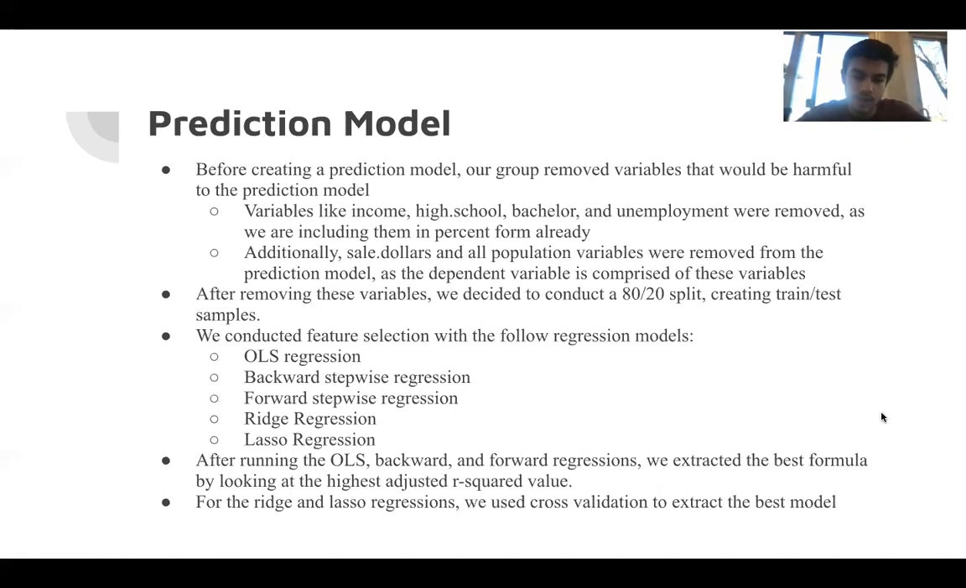After running the OLS, backward, and forward regressions, we decided to extract the best formula by looking at the highest adjusted R-squared value. And then for the ridge and lasso regressions, since they're a little bit different from the previous 3, we used cross-validation to extract the best model.